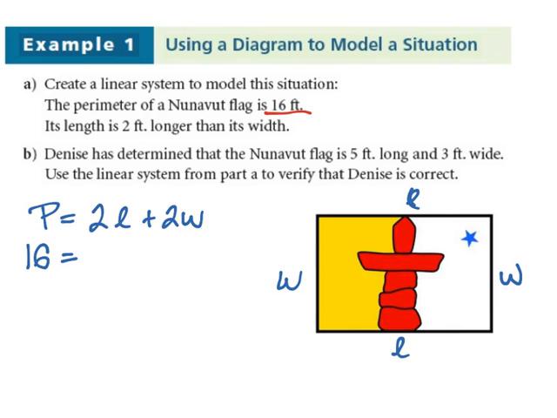Also, it says in the question that the length is 2 feet longer than the width. This means that if the length was 10 feet, then the width would be 2 less. That means 8 feet. In other words, we can re-establish an equation for the length. Length really is width plus 2. So whenever you see the length, that could be rewritten as width plus 2.